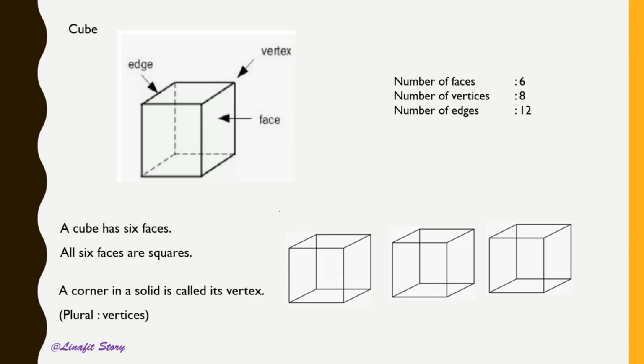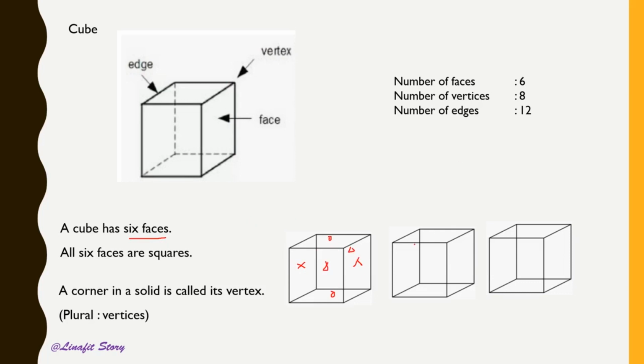A cube has 6 faces. All 6 faces are squares. How to get 6 faces? The top and the bottom side, the right and the left side, and then the front and the back side.